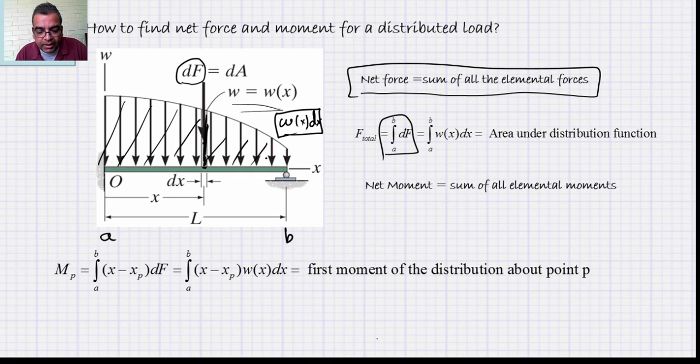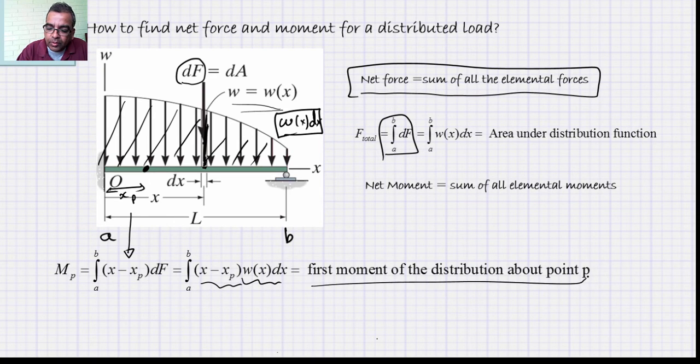The net moment looks like the sum of x minus xp times dF, if I want to find the moment, let's say, at this point xp. Then I do (x minus xp) times dF, which is (x minus xp) times W(x) dx. So this is the incremental force, this is the moment due to that force, and it's the first moment of the distribution.